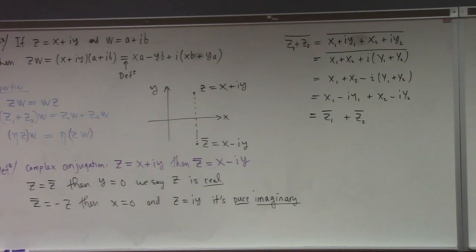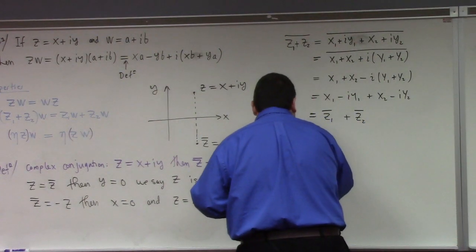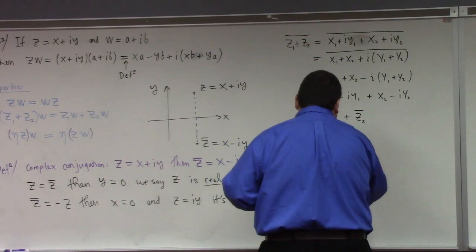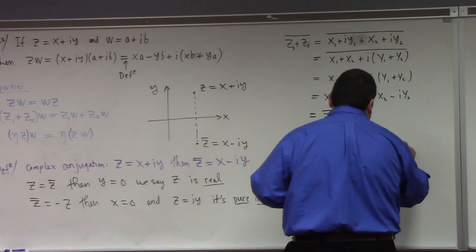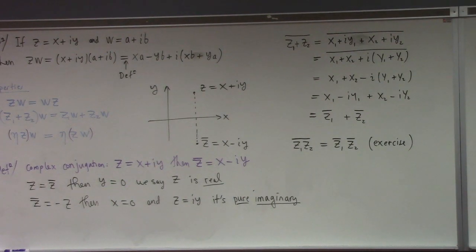Now, something I usually assign as homework is for you guys to prove that the conjugate of z1 times z2 is equal to z1 conjugate times z2 conjugate. Exercise. Yes, sir. You had said that C was isomorphic to a group of matrices. What would the conjugate be represented as in those matrices? Transposition. Yeah.